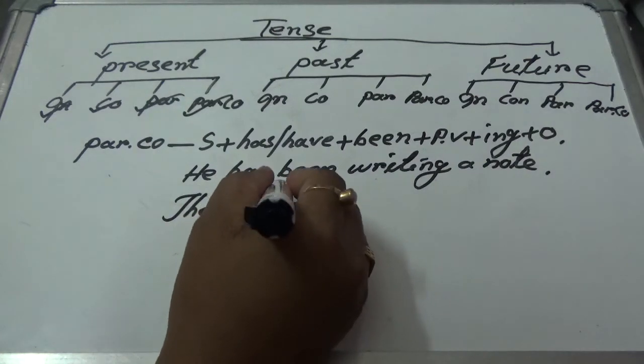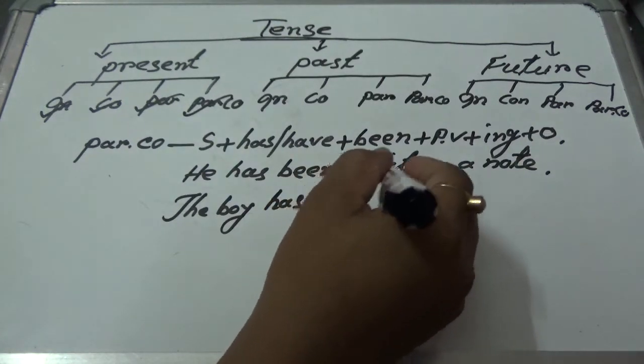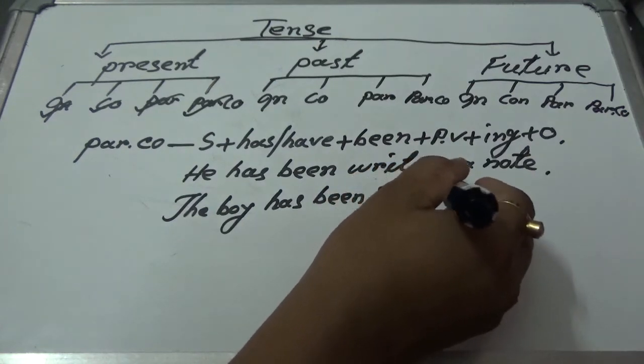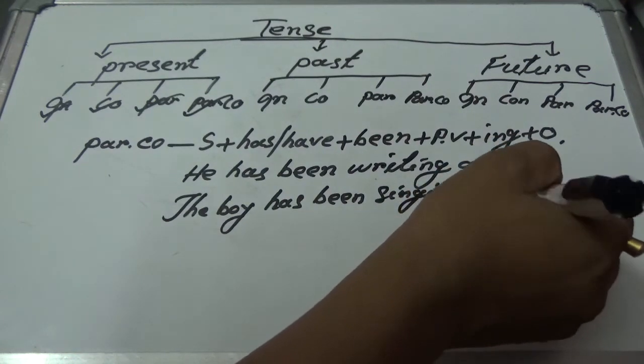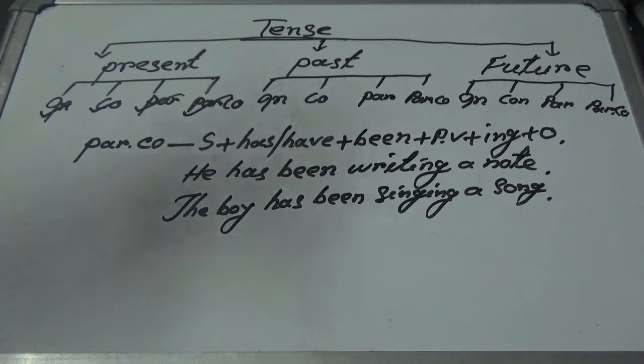The boy has been singing a song, like this. You can make any sentence following the structure. If you can set up the structure in your memory, automatically you will set it up if you practice. So the fundamental structure is most important for writing and speaking.